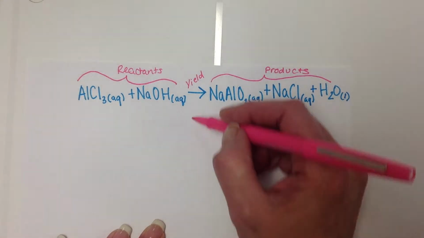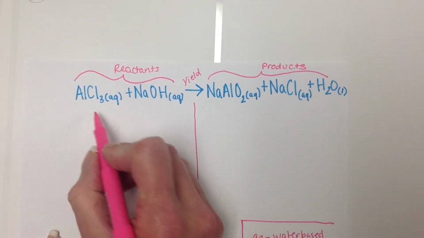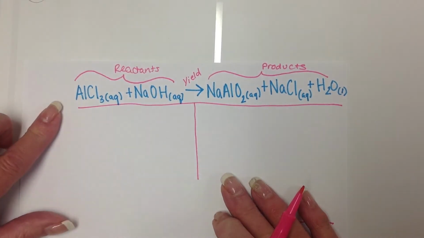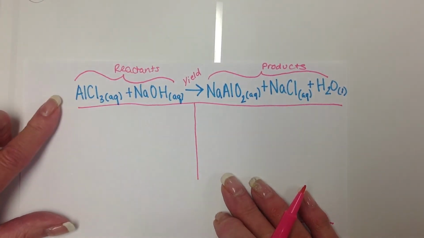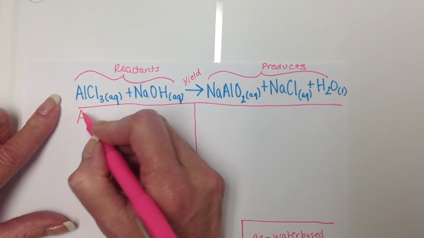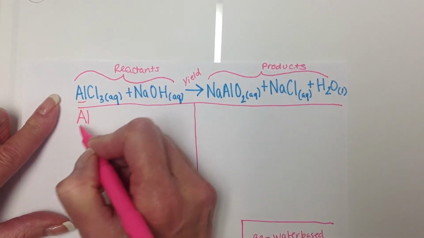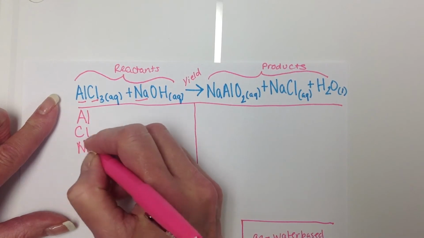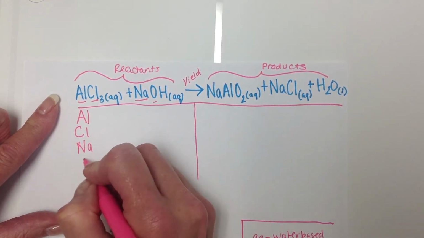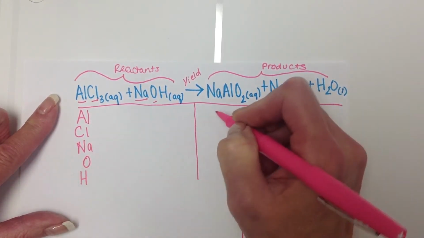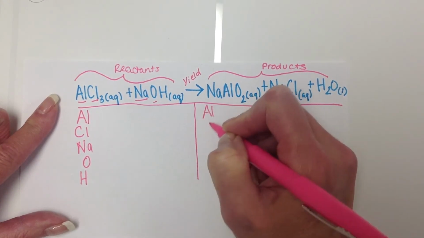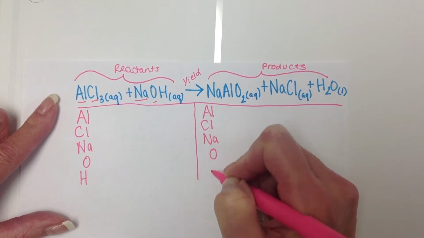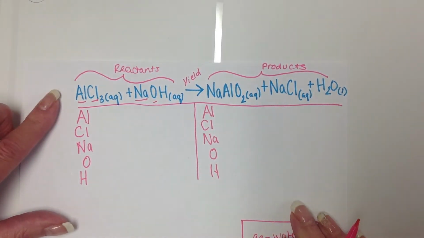Alright, so we're going to go ahead and make our T-chart. Then we're going to list all atoms, all elements on either side of the equation. So we have Al for aluminum, Cl for chlorine, Na for sodium, O, and H. We want to list them the same way on both sides, just so that we can do a quick and easy check if it's balanced or not balanced.